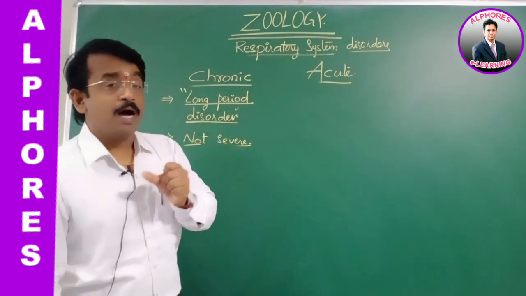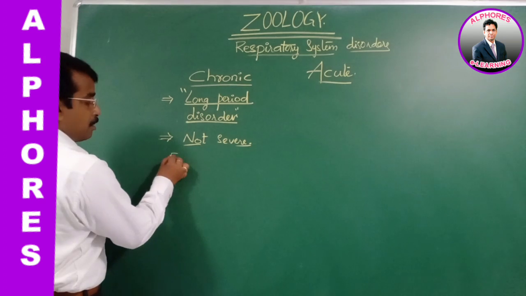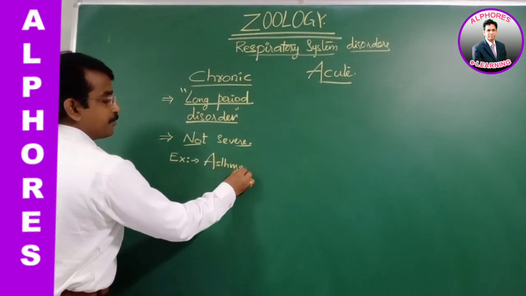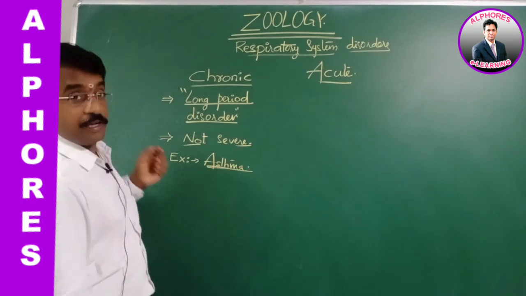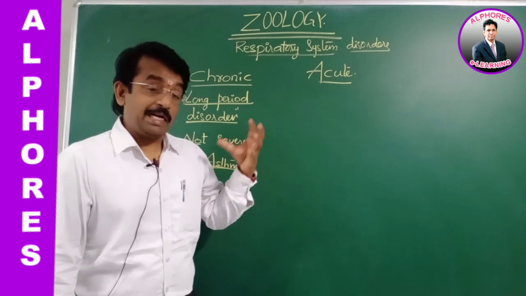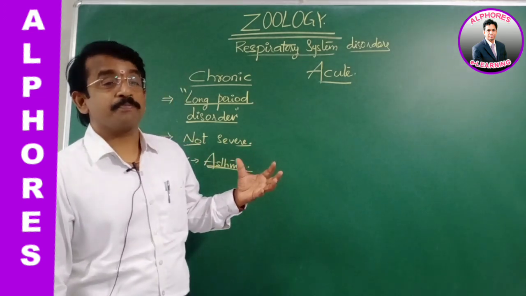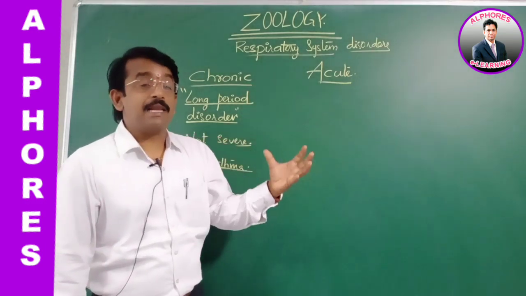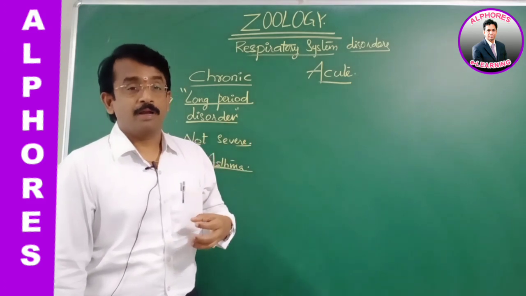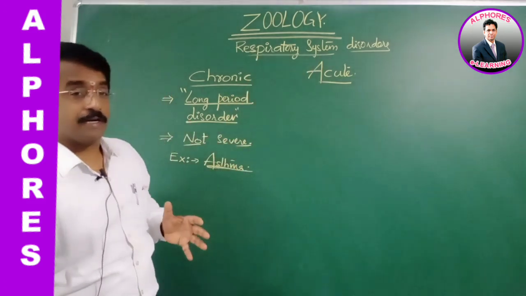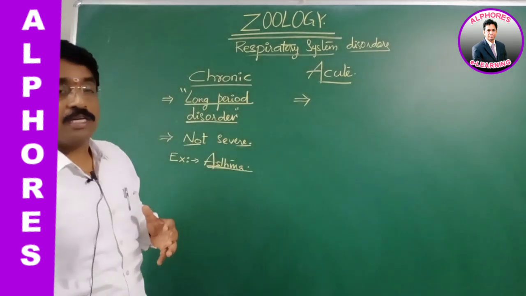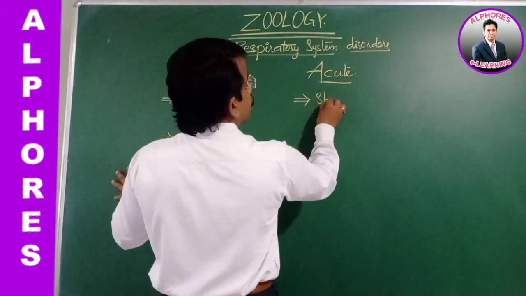For example, asthma is a disorder where we see a person suffer for a long period. The severity is not great. It can be overcome by treatment or by avoiding the allergens that cause the disorder, and it lasts for a long period. Whereas acute disorders are the disorders that last for a short period of time.